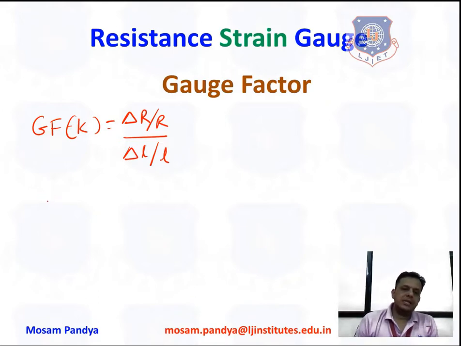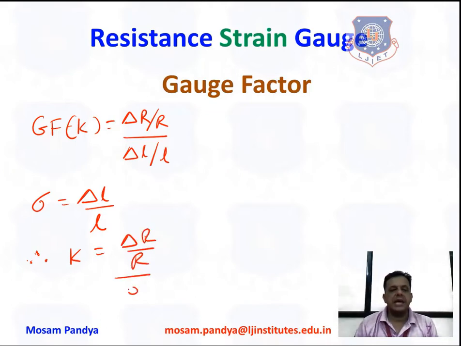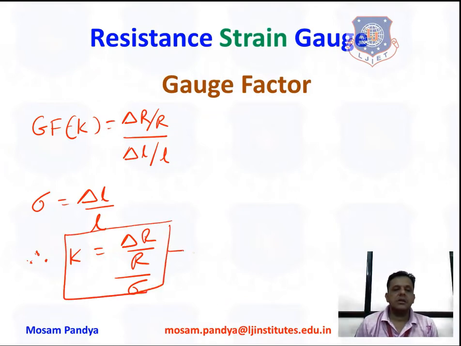Now let us say we apply force, and by definition we have this equation sigma is equal to delta L by L, that we will remember, and we will also remember the original value of R, that is rho L by A, where A is circular cross section area. Now see here we can rewrite the equation delta R by R divided by the sigma, and this is the one basic equation that we have received for gauge factor from the definition.